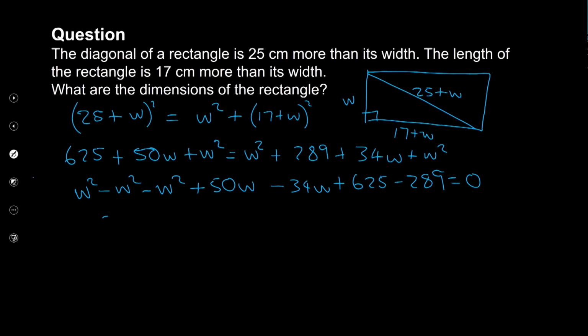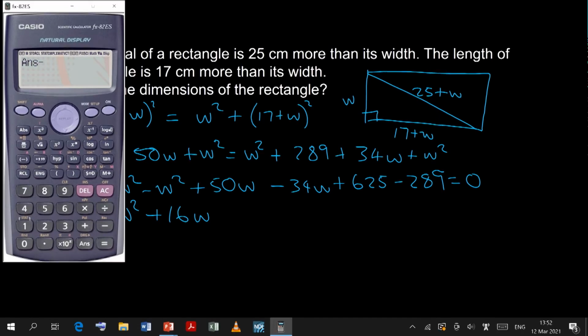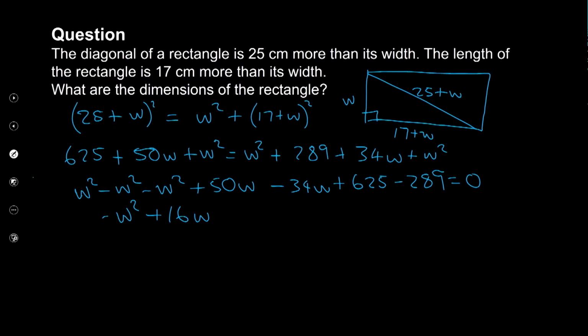Then quickly, if you want to simplify this, w squared minus w squared will be 0, so I'll have a negative w squared. 50 minus 34 will then give me 16, so this will be plus 16w, and then 625 minus 289, this will be 336, right? So plus 336 equal to 0.